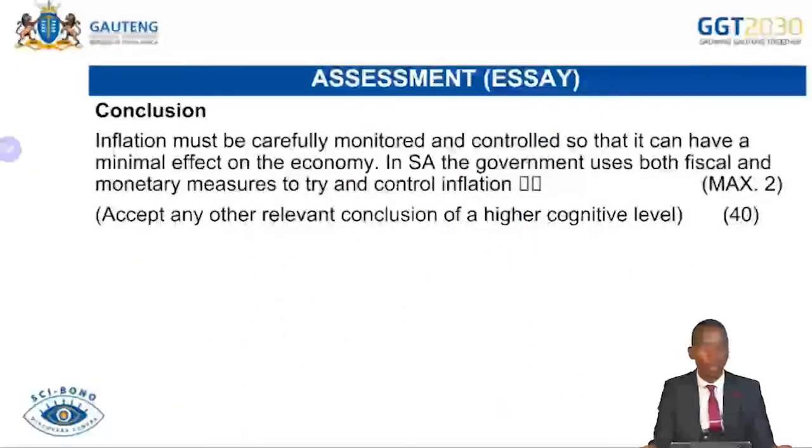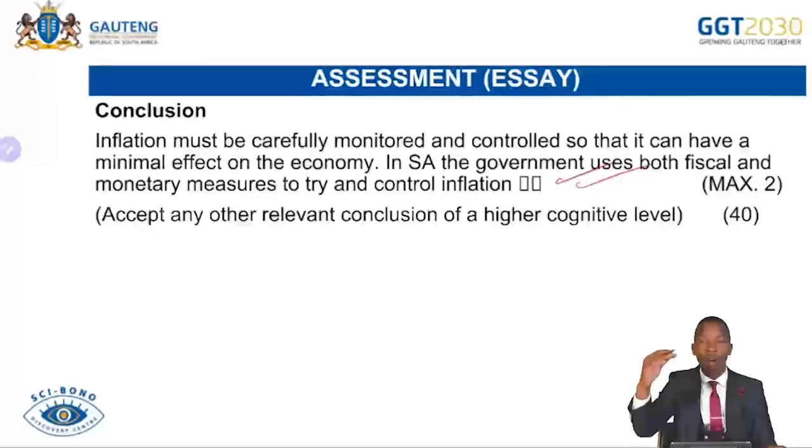And then the conclusion. Remember, this should be a higher order response. Inflation must be carefully monitored and controlled so that it has a minimum effect on the economy. In South Africa, the government uses both fiscal and monetary policy measures to try to combat or control inflation. Any other correct and relevant response of the higher order was accepted for 2 marks. Remember, in the conclusion, you don't repeat the content that you have mentioned above. So ensure that you become authentic and critical.